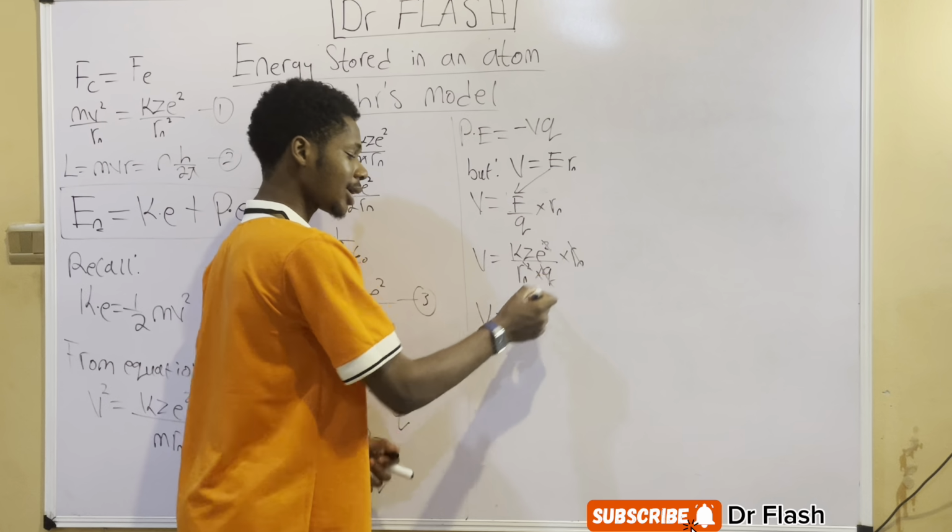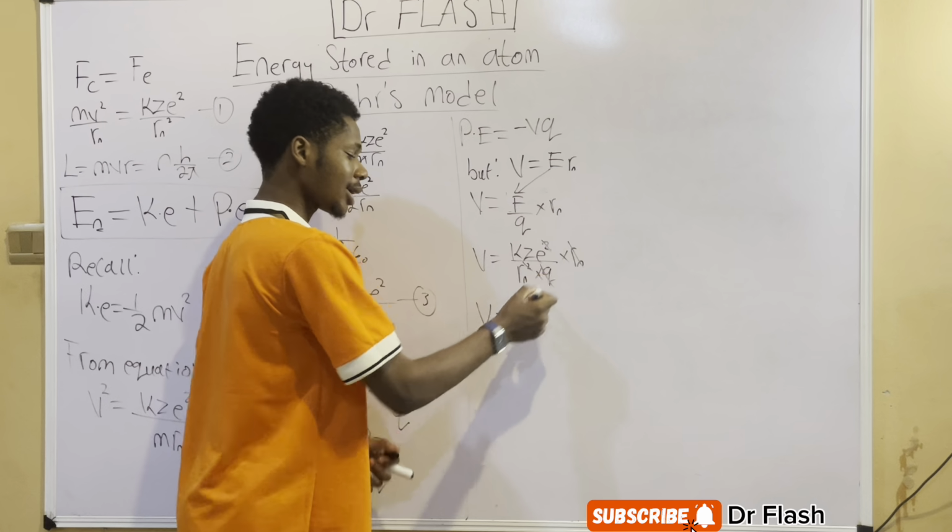Is it similar to what we're having here? Almost there, but we still have to do one or two maths. Now you recall again that K is 1 over 4 pi epsilon naught. So you substitute for K as 1 over 4 pi epsilon naught. We're going to get potential energy is then equal to minus Ze times e, that gives you e squared, divided by 4 pi epsilon naught Rn. Now this is our formula for calculating the potential energy.